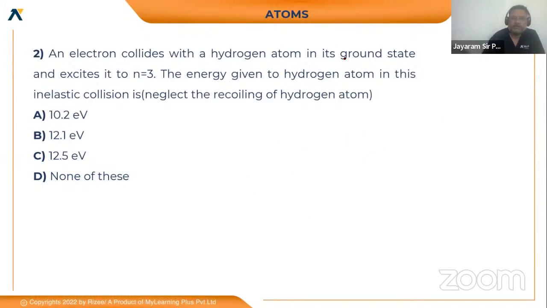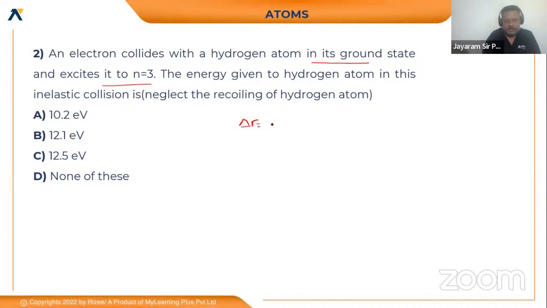Next one: an electron collides with a hydrogen atom in the ground state and excites it to energy level n equal to 3. The energy given to the hydrogen atom in this inelastic collision is purely the energy released in the inelastic collision.